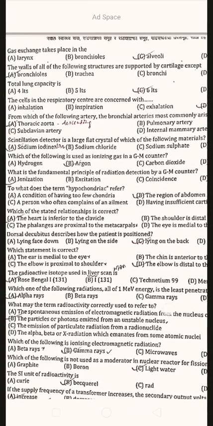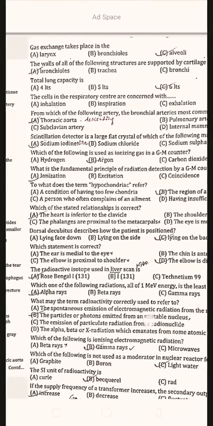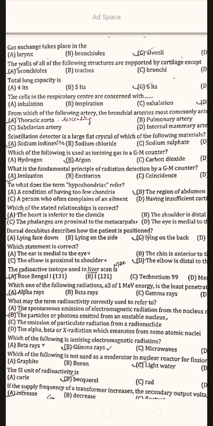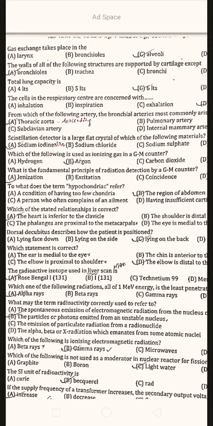Which of the following arteries do the bronchial arteries most commonly arise from? The correct answer will be the thoracic artery. The bronchial arteries actually arise from the ascending aorta region, but that is the thoracic aorta. They arise from the thoracic part, so that's why it is the thoracic artery. The thoracic artery is the ascending aorta. It supplies the upper body.